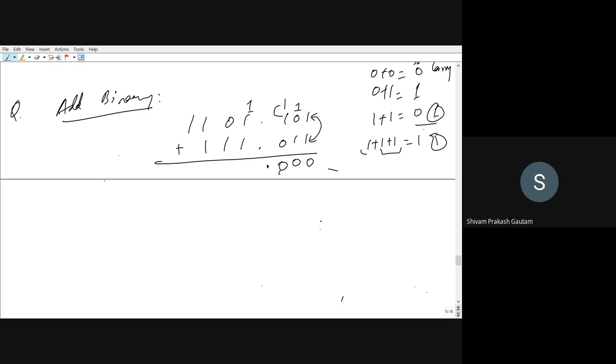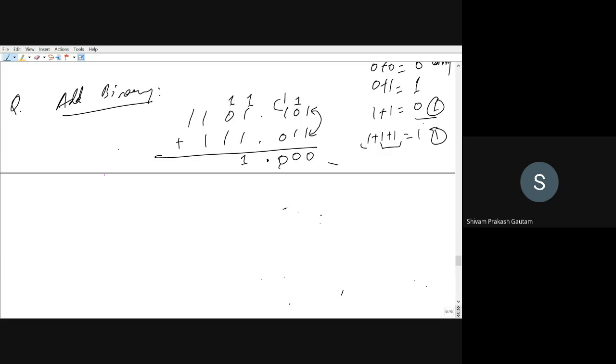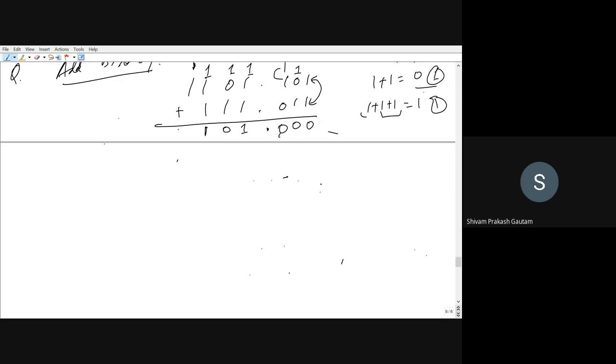1 plus 1 will be 10, plus 1 will be equal to 11. So here sum will be 1 and carry will be 1. Then 1 plus 0 plus 1 will be equal to 10, so 0, and 1 will go above. 1 plus 1 will be 10 plus 1 will be equal to 11. Sum 1, carry 1, and 1 will go above. 1 plus 1 will be equal to 10 again.